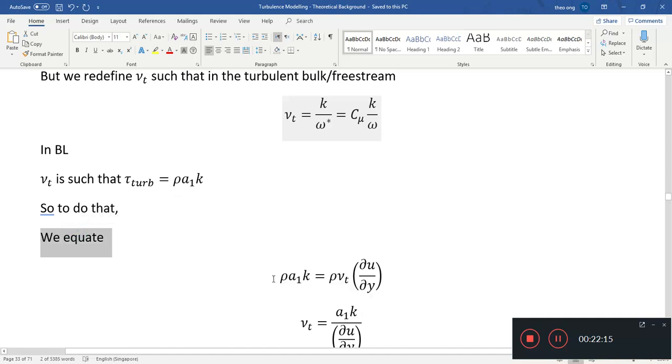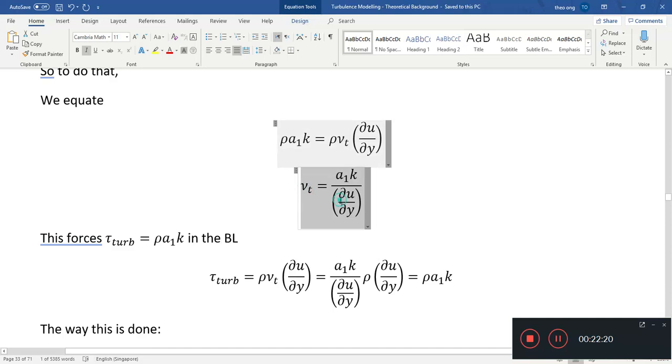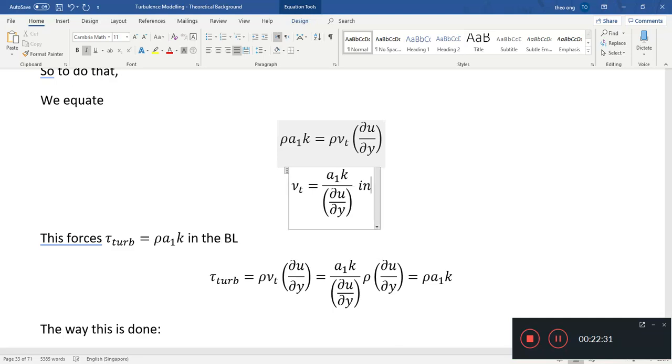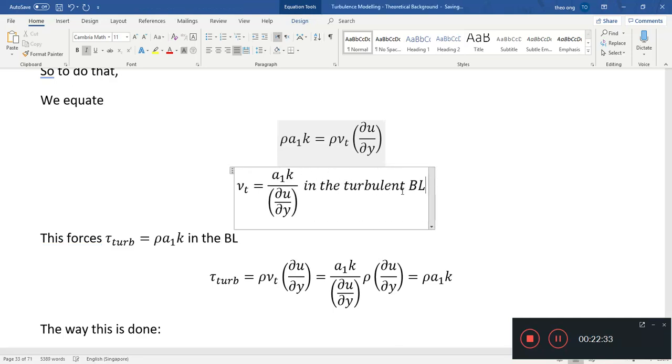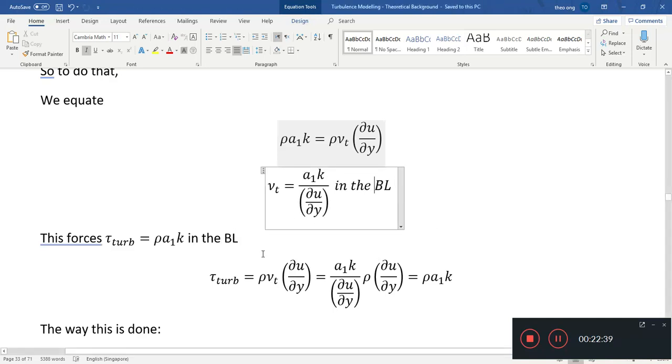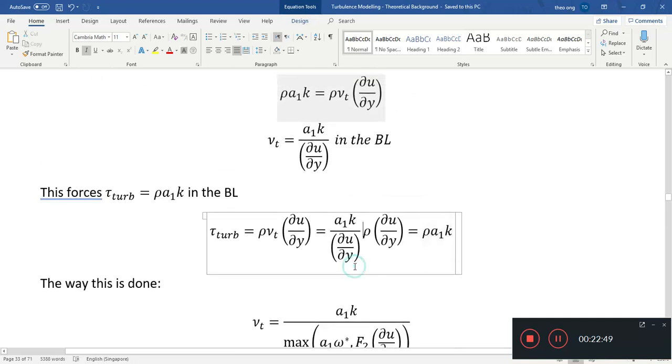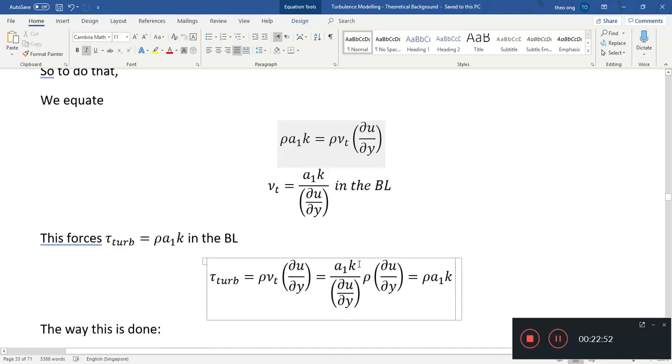So we equate both of them, so that this nu_T will take on this value inside the turbulent sublayer or the boundary layer. So nu_T equals this in the turbulent boundary layer, okay, or just the boundary layer in general. Okay, so if you were to substitute this nu_T back into here, you will just get the tau turbulence equals to rho A1 K.